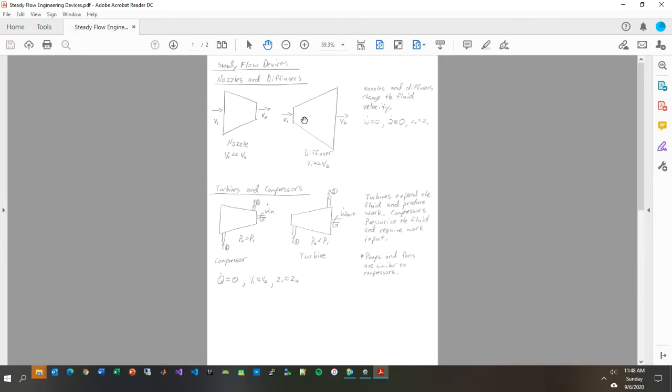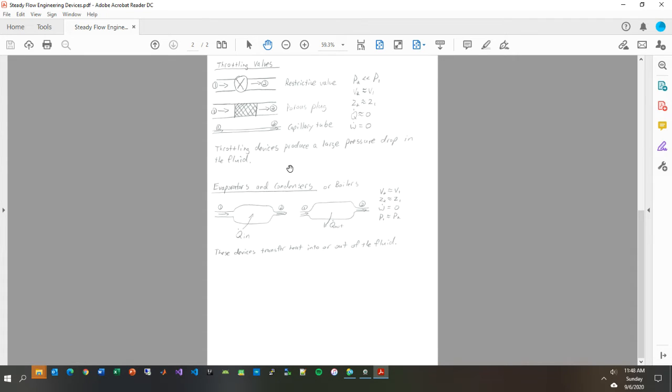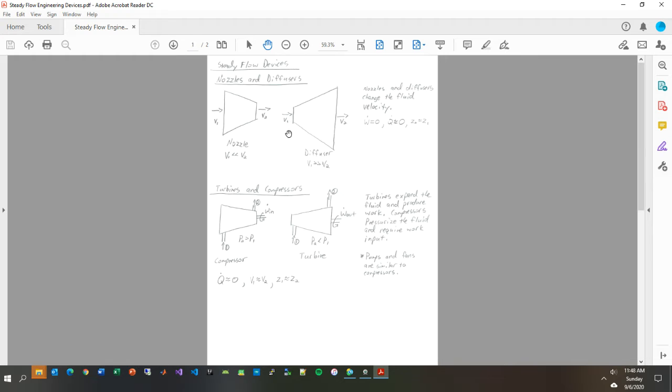They come in a couple of different classes. We've got nozzles and diffusers. That's really just a geometry of a duct, say. You can have certain geometries where we're compressing the flow down into a smaller cross-sectional area, and as a consequence, the velocity increases. That's called a nozzle.